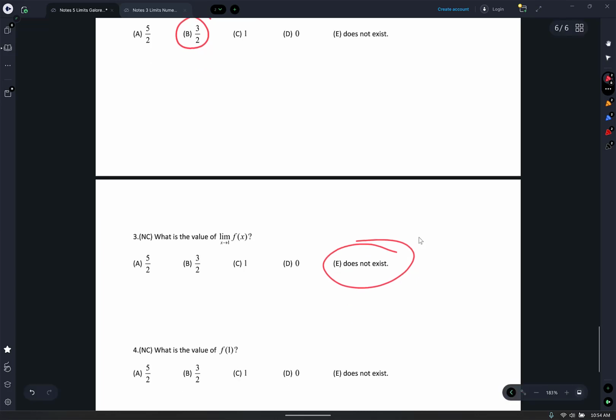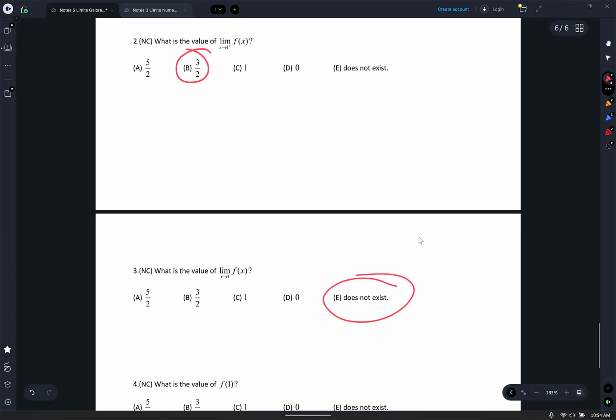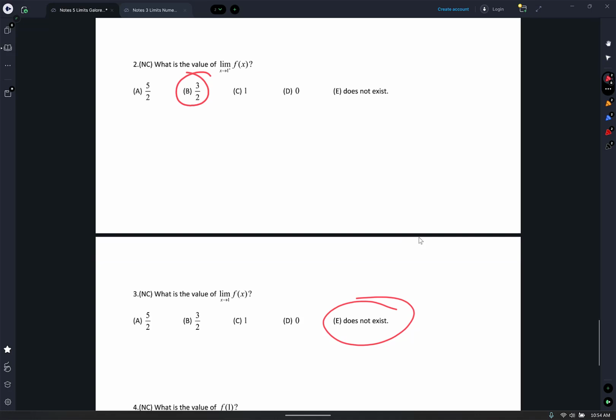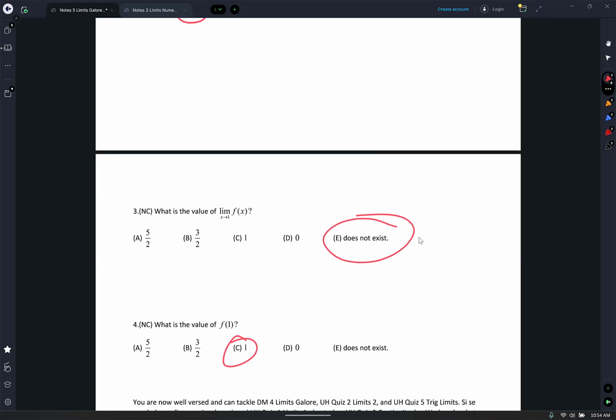But I do ask, look at number 4. What is the value of f of 1? 1, because that's where the equal sign is at. How do you feel?